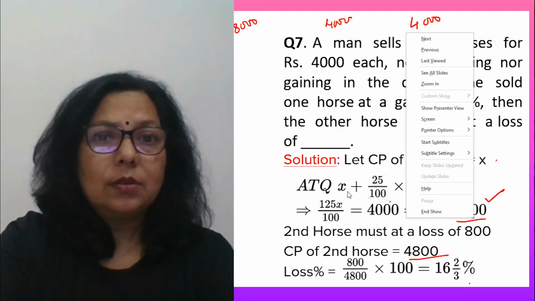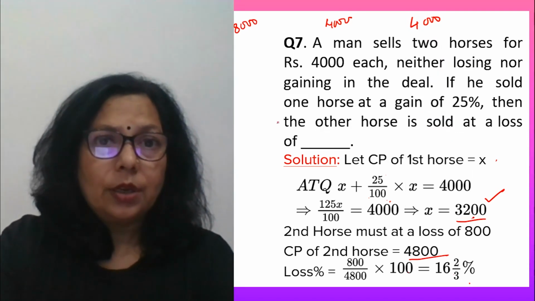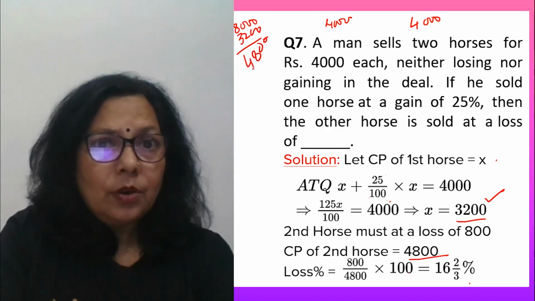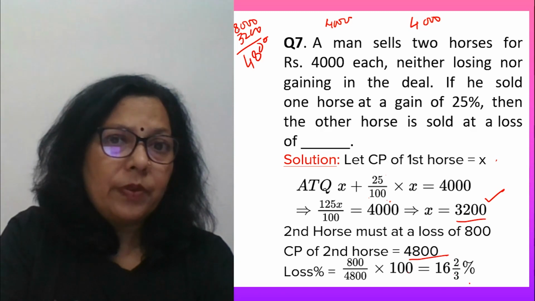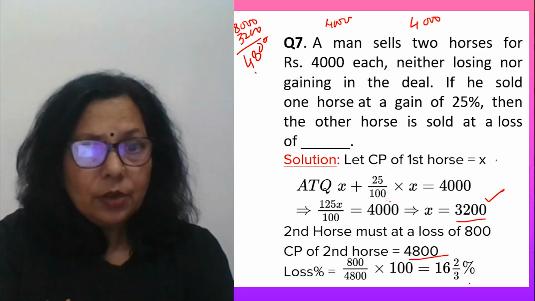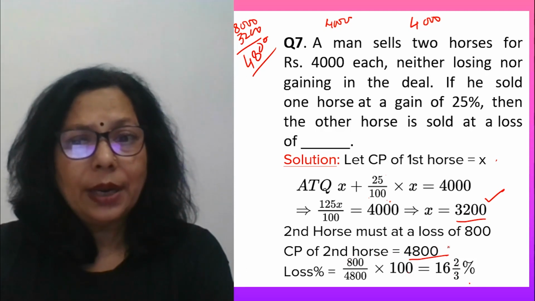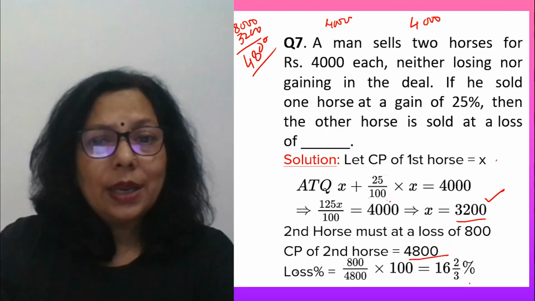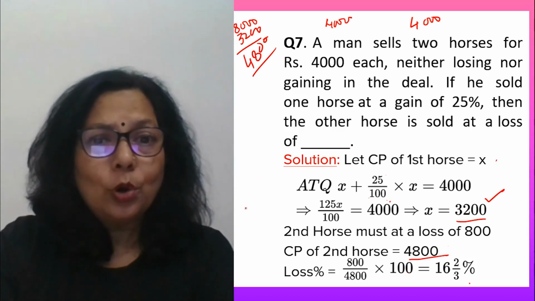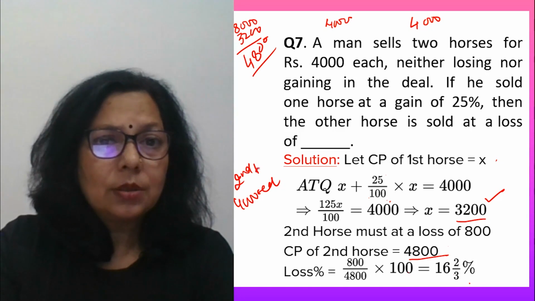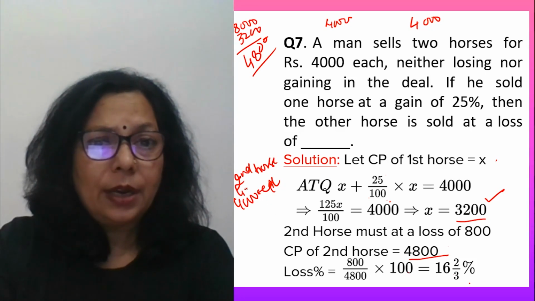अब 8, सॉरी, टोटल सीपी 8000 होना, तो 8000 माइनस 3200 गिव्स यू हाउ मच? सॉरी 7 minus 3 is 4. Yes, 4800. So CP of second horse is rupees 4800. Now second horse का लॉस कितना हुआ? 4000 में सेल किया second horse and he bought it for 4800.